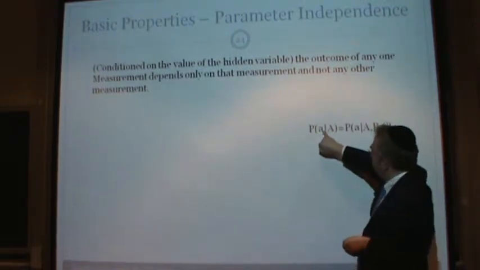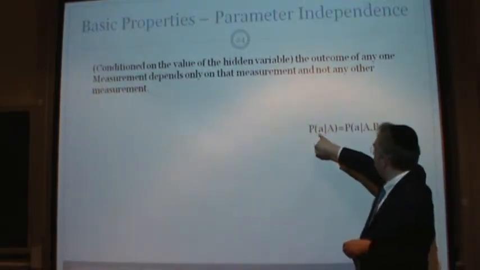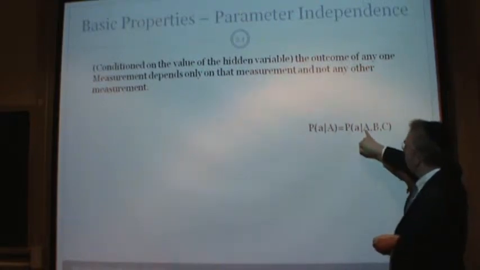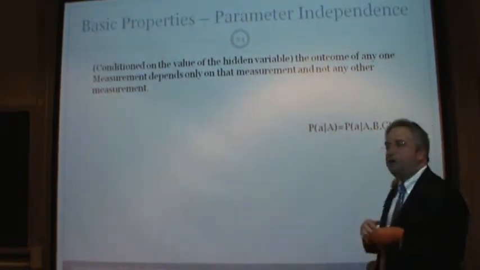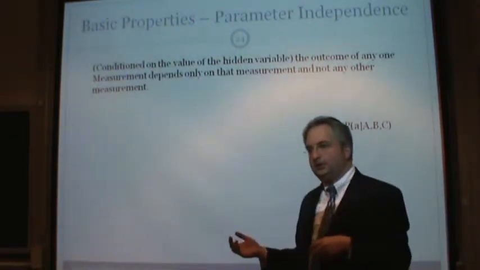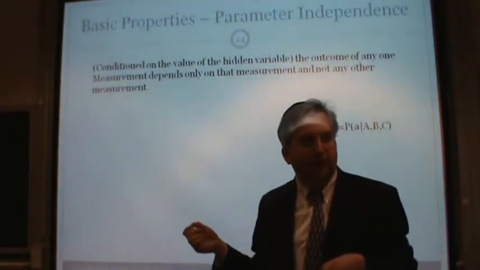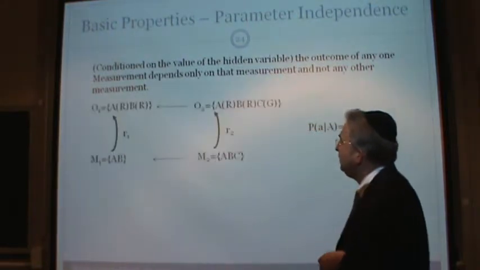Ann doing an experiment and getting an outcome A is the same as Ann doing an experiment, getting an outcome A, and Bob and Carol also doing an experiment. I don't care if other people do the experiment. That's what it means for an experiment to be parameter independent.